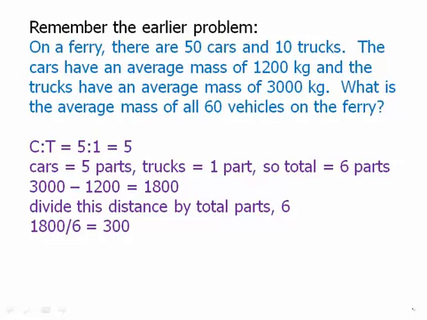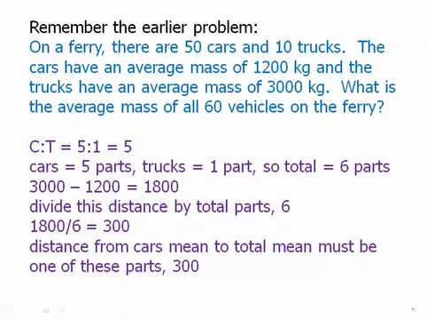So that means if we start at the mass of a car, which is the larger group, we only have to go 300. We have to go 1 part away from that up to the average. Or if we started at trucks, 3,000, we'd have to go 5 parts down from there, 1,500 down from there, to get to the average. Well, it's easier to go up from 1,200 just by 1 part. The distance from the car's mean to the total mean must be one of these parts, 300. So we just add 1,200 plus 300. That gives us the total mean of 1,500.